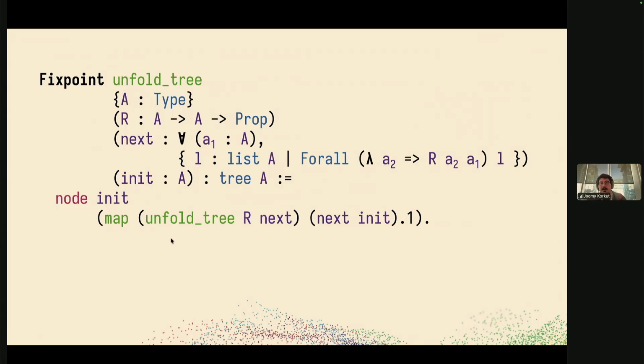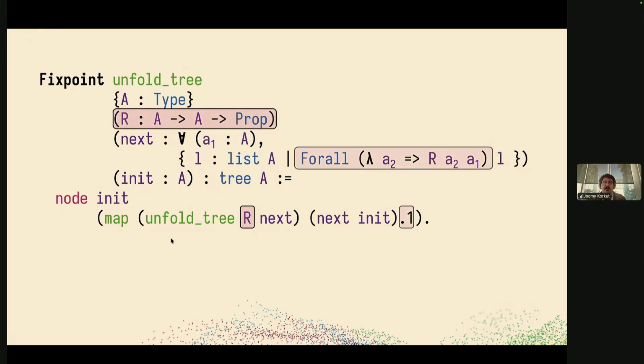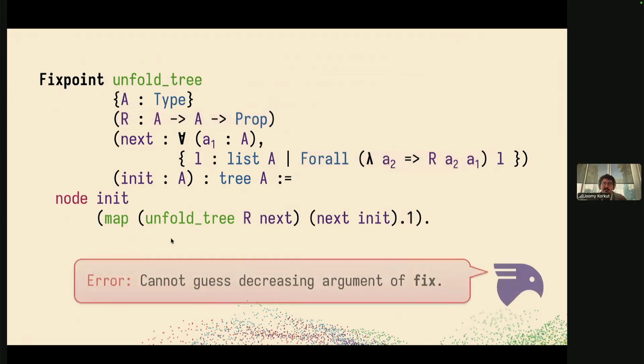Here's an attempt. This is very similar to the version that we had before, except now we have a relation R, and our next function returns new game states that are less than the previous states according to that relation. Except that's not enough to convince Rocq. We need to prove that this relation is well-founded, and then use the well-foundedness of this relation to convince Rocq that this function terminates.